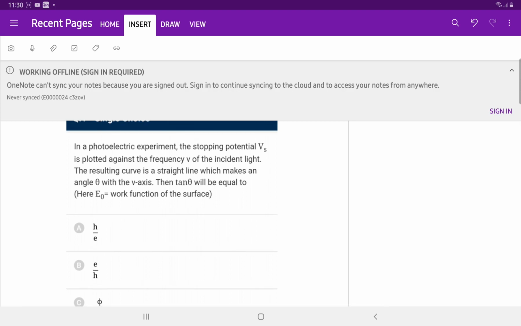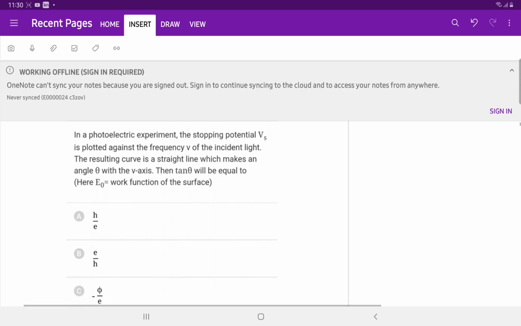Question 1. In a photoelectric effect experiment, the stopping potential Vs is plotted against the frequency nu of the incident light. The resulting curve is a straight line which makes an angle theta with the V-axis. Then tan theta will be equal to, where E0 is the work function of the surface.